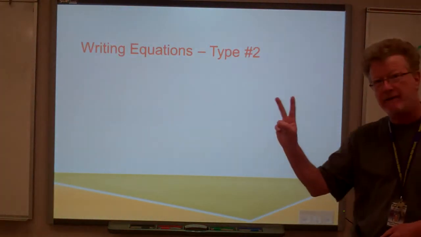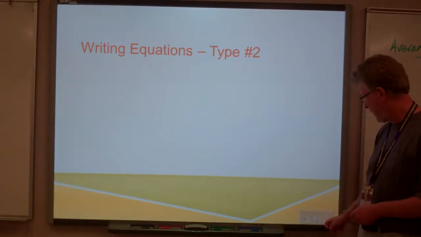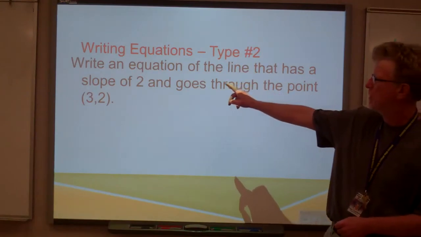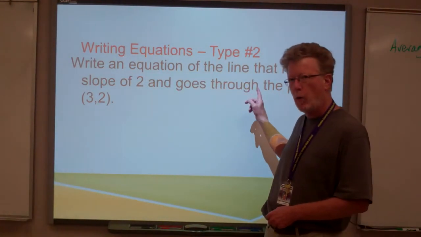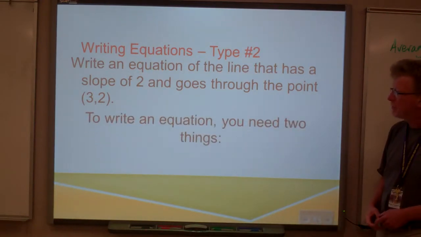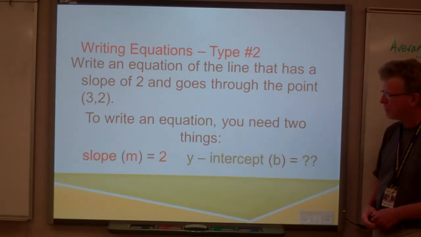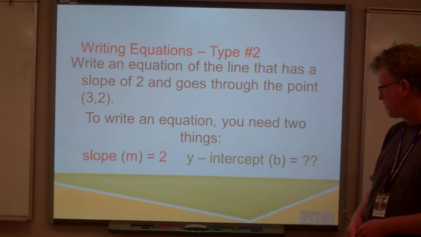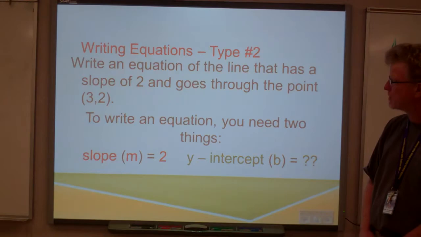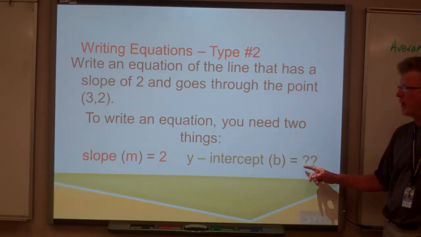Now, the second type of equation. We're not lucky enough to get all the information this time. And this time we get the slope and we get one coordinate pair appearing on the line. Well, we still need two things. We still need a slope and we still need a y-intercept. We have the slope. It's 2. That's provided. But what about the y-intercept?